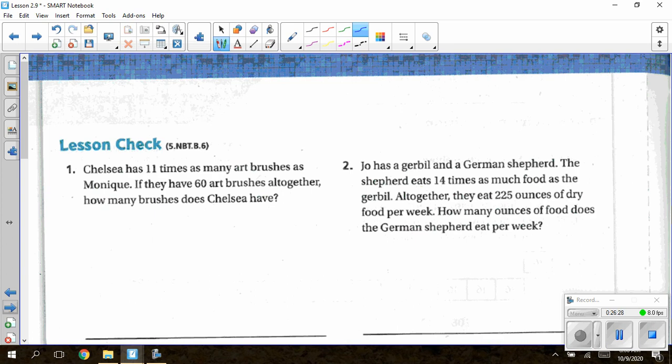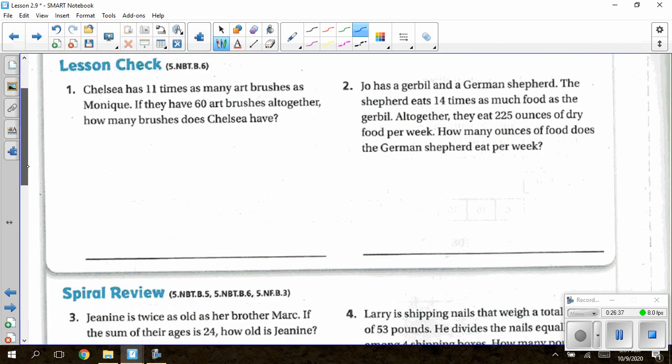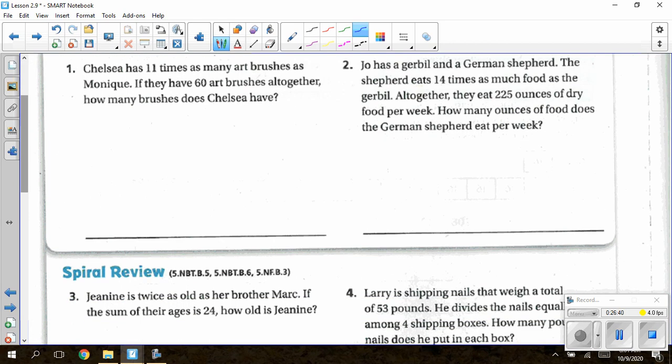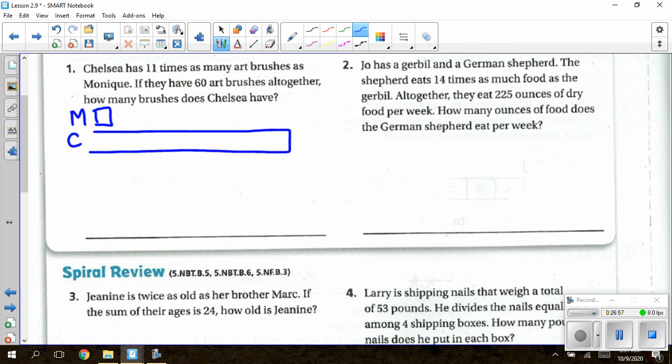for number 1 and number 2, it is just like the questions in the front. So Chelsea has 11 times as many art brushes as Monique. If they have 60 art brushes altogether, how many brushes does Chelsea have? So we know that Chelsea has more brushes, so that means Monique would be represented with the 1 box, and Chelsea would then have the 11 boxes. And altogether, the girls have a combined 60 brushes.